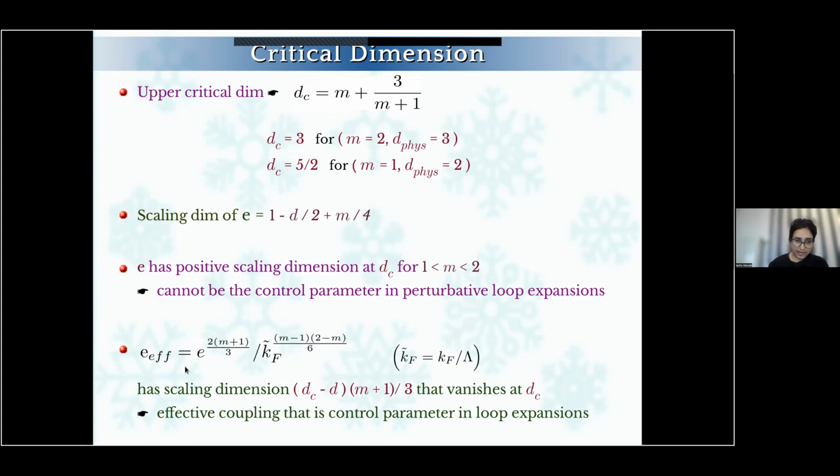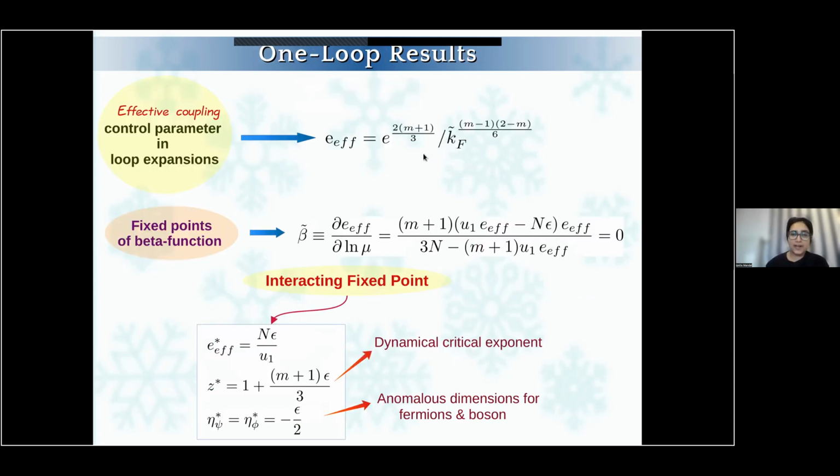And this is given by E effective, which is E raised to a certain power divided by Kf raised to another power. Actually, this is Kf tilde, and Kf tilde is Kf divided by the Wilsonian energy scale. Now, if we compute the scaling dimension of this E effective, then it is proportional to dc minus d, and this is equal to 0 at dc. And this tells us that this E effective should be used as the effective coupling that can serve as the control parameter, which remains small in value in loop expansions. So then we work with this effective coupling, and we find out the beta function for this effective coupling.